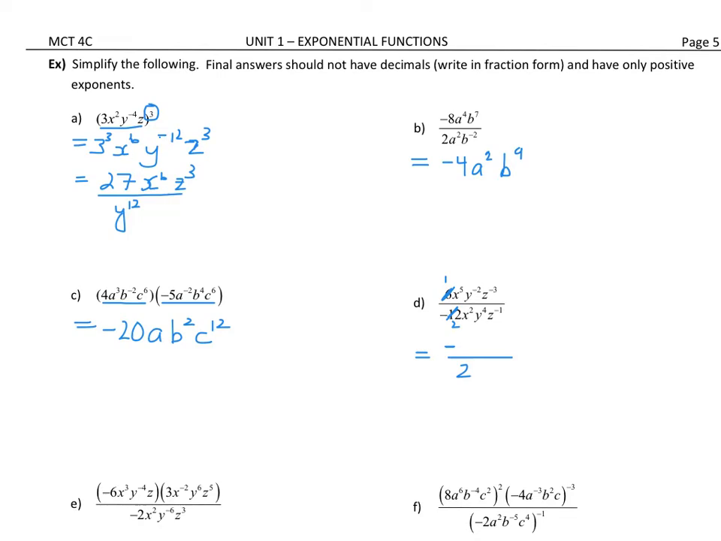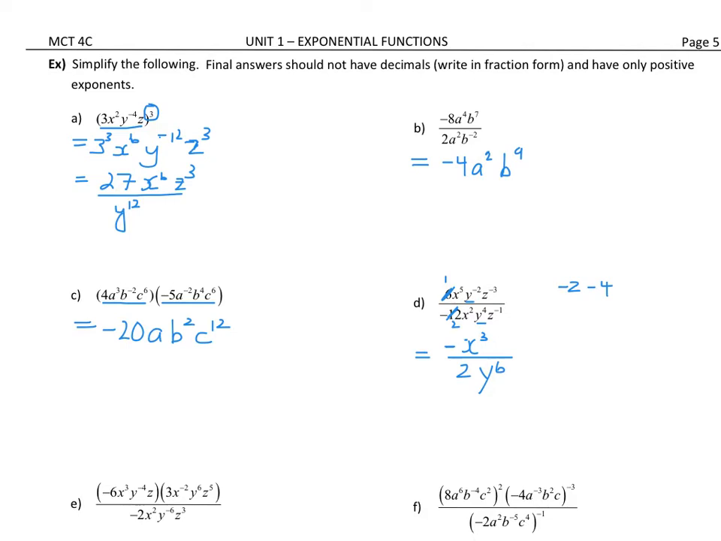Now I have an x to the 5 being divided by x to the 2. 5 take away 2 is a 3, positive 3. So I'm going to have an x to the positive 3. I have a y to the negative 2 and a y to the positive 4. Negative 2 subtract 4 is negative 6, so that'll be a y to the negative 6, or make it on the bottom y to the positive 6.